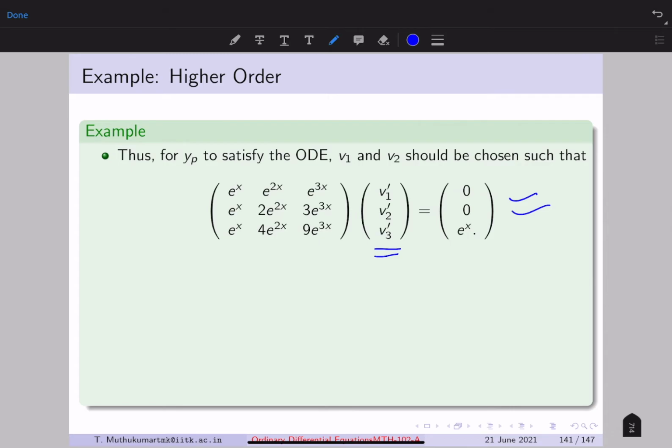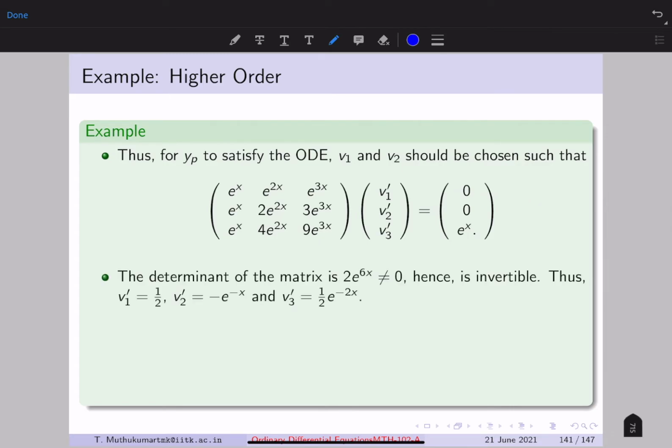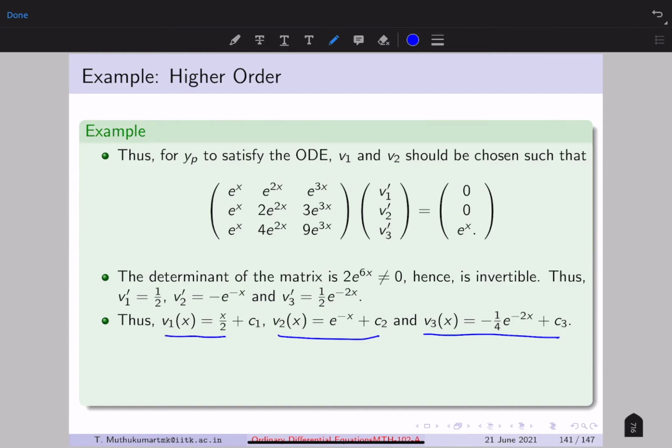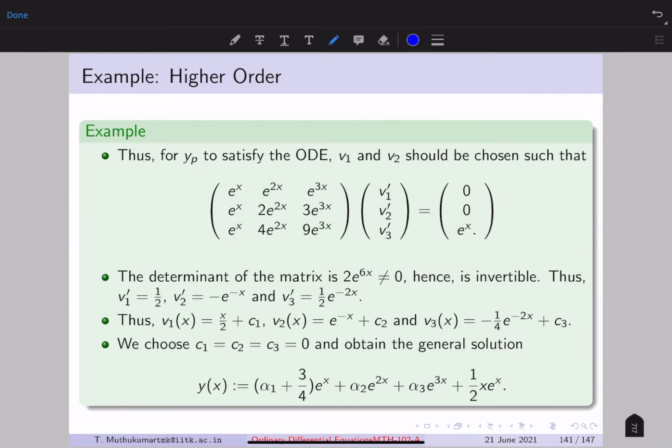Okay. And now by the linear independence of this matrix, the Wronskian will be, if you look at the determinant of this matrix, non-zero. So it's invertible. So you can actually solve for v1 prime, v2 prime, and v3 prime. It's just the inverse of this matrix. So once you have v1 prime, v2 prime, v3 prime, you have v1, v2 and v3 with some constants c1, c2, c3, which you can choose arbitrarily. So without loss of generality, we just choose the constants to be 0. So you get a particular integral because you get v1, v2 and v3.